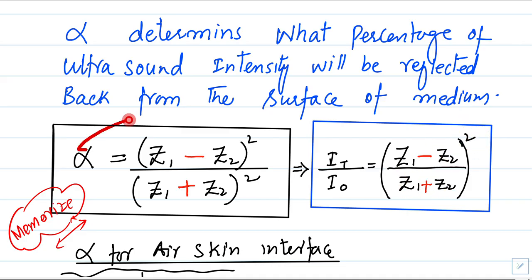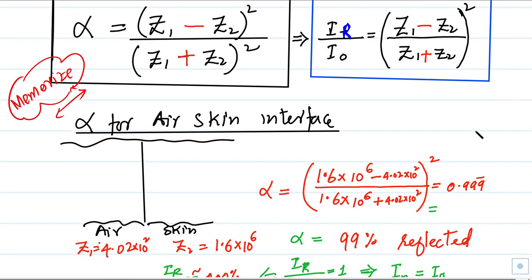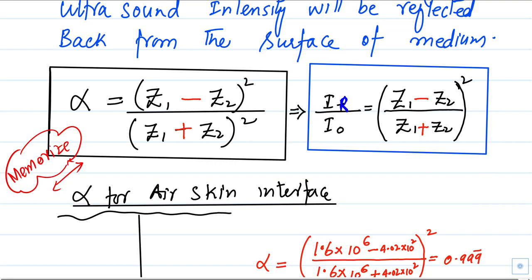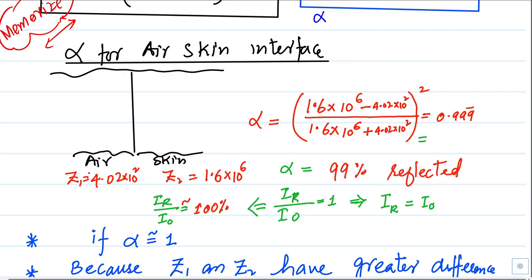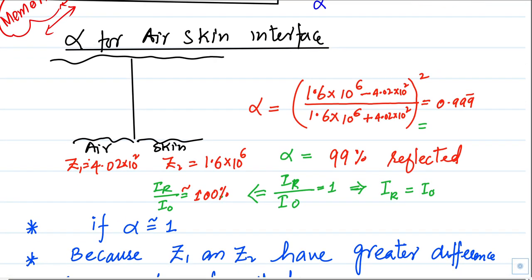This is alpha, what was it? Sorry, my bad. IR divided by I naught. What was that? It was IR divided by I naught. Whatever ultrasound has been reflected back, the ratio of reflected intensity to incident intensity, that was alpha. If you remember, that was alpha. Now let's have a discussion here.